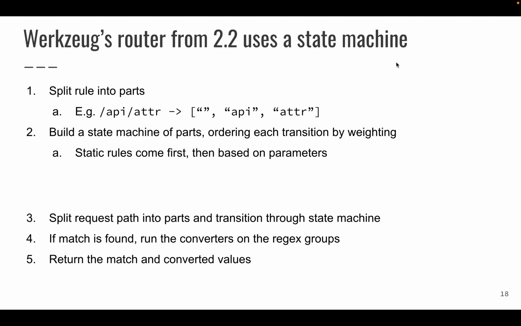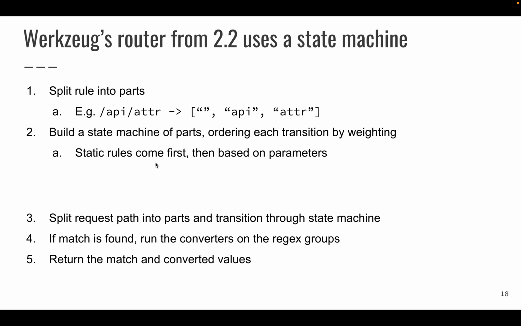And I'm going to call this a state machine, based on a talk I saw after I've made the change, actually. But I've linked it in this presentation if you want to have a look. So how does this state machine router work? Well, you take a rule and you split it into parts. So this rule here becomes a blank part before the first forward slash, then API, then ATA. So you split it into parts based on forward slashes. Then you build a state machine based on these parts, with each part being a transition between states. And then you order the possible transitions by the same weighting as before, i.e. static rules come first, and then based on the specificness of the parameter, the converter.